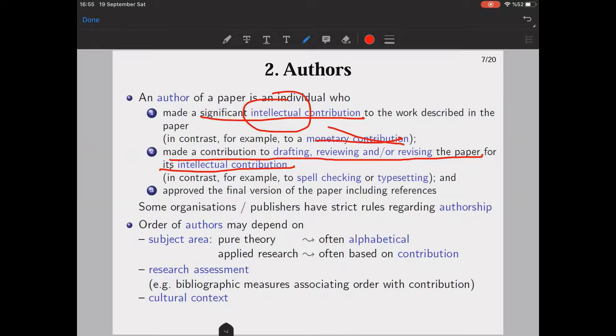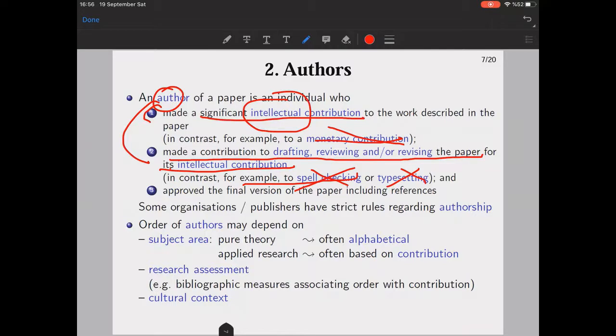These people also can be authors. Very nice. However, these people cannot be authors. The people who spell checked, who typeset, or, for example, you write your paper in Turkish and someone gets it translated to English. I mean, they are not authors. They're just doing some work. Yes, you can mention them in the acknowledgements part, but not as authors.